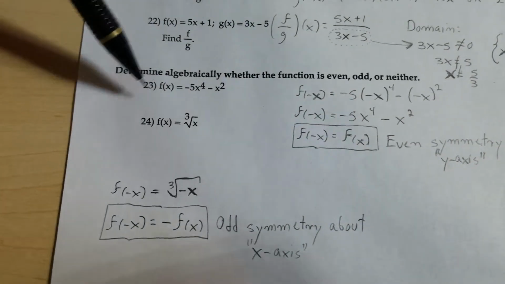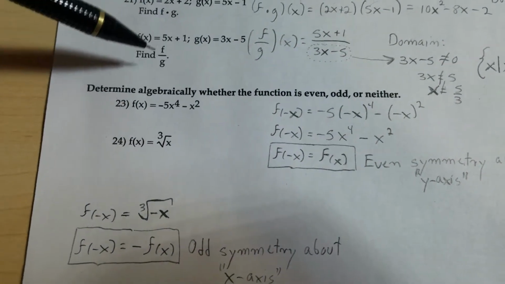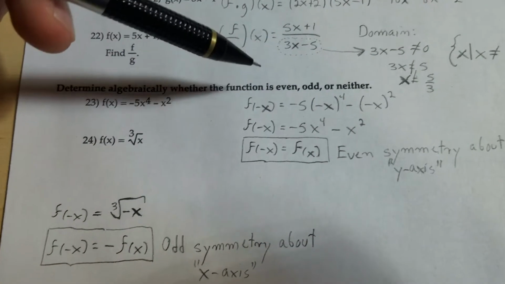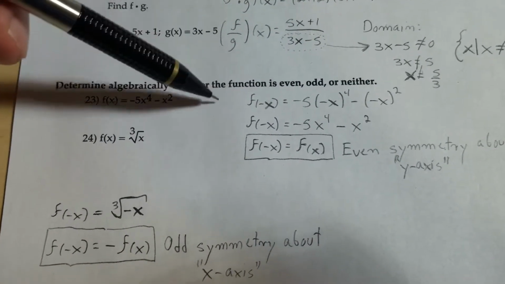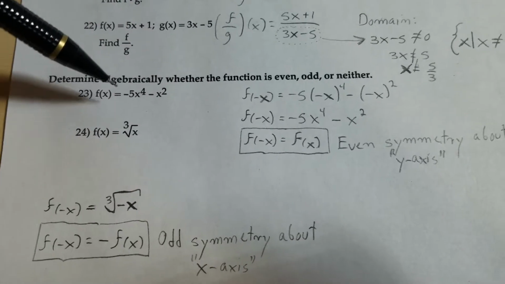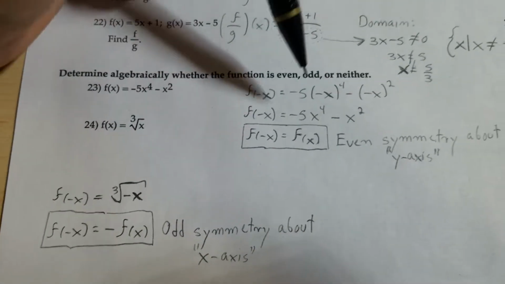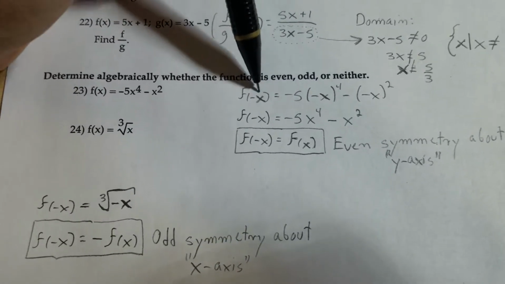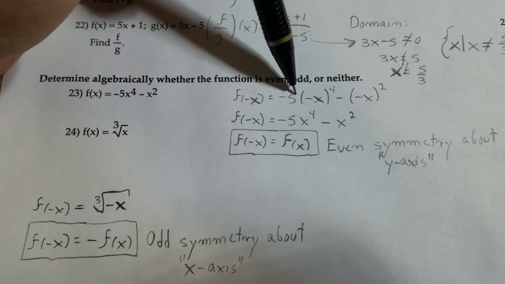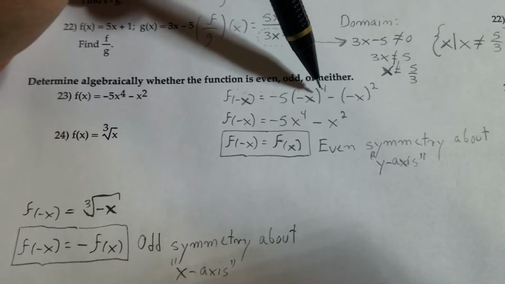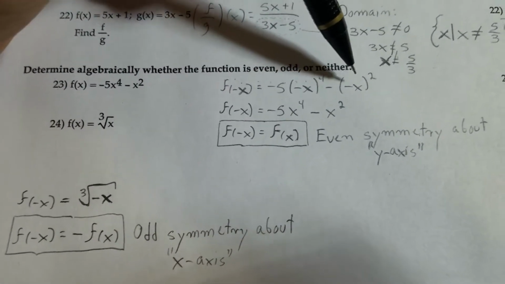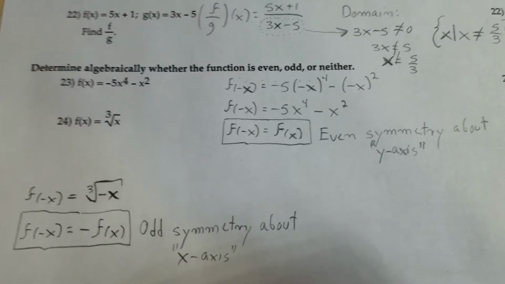So now 23 and 24. If you have to prove algebraically whether they are even, odd, or neither, all you have to do is just replace x by negative x in both cases, and that's how you do it. So let's do number 3 first. So f of negative x equals negative 5 minus 4x minus x raised to the 4th power minus x squared.